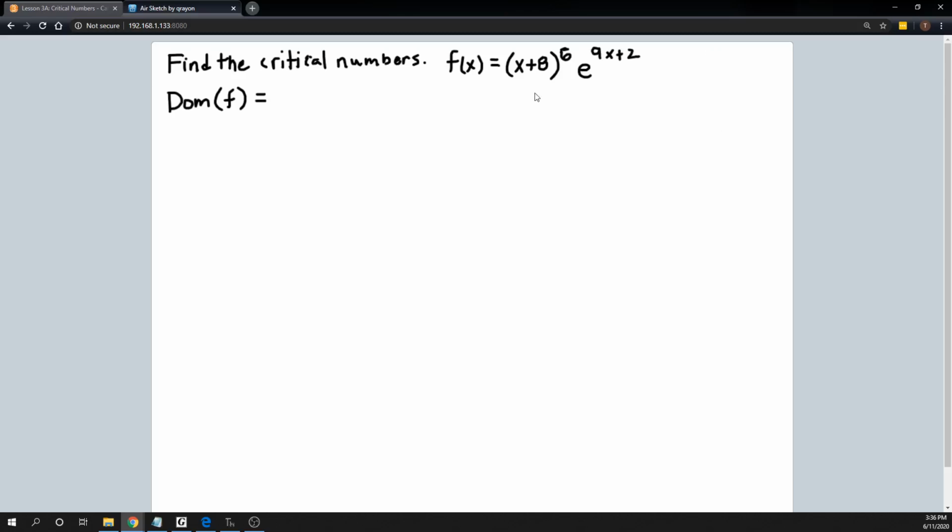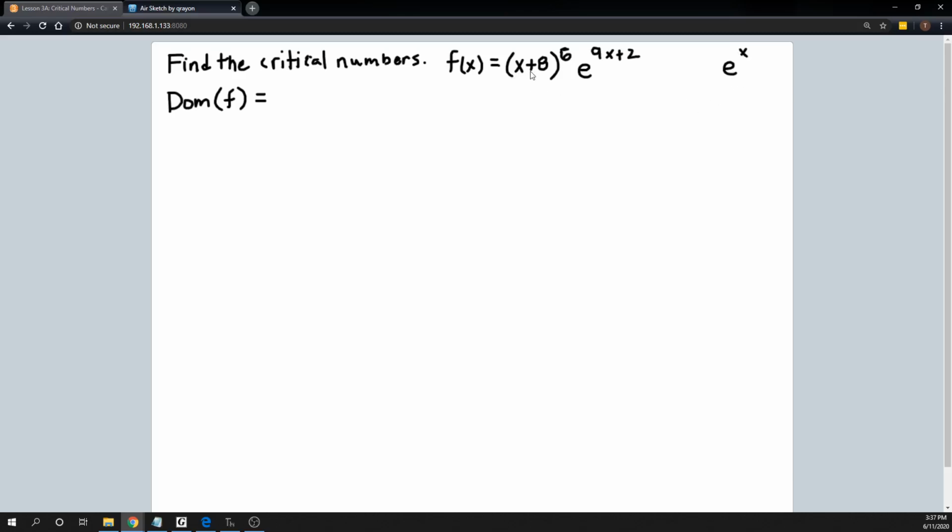So looking at this function, we can see that it is composed of three different parts. It has this (x plus 8) to the 6th power, which is a polynomial. It has this 9x plus 2, which is also a polynomial. And then it has this e to the x part right here. Since they are polynomials, the domains of 9x plus 2 and (x plus 8) to the 6th are all real numbers. And then e to the x, which is the function that this 9x plus 2 was plugged into. That e to the (9x plus 2) is the result of taking 9x plus 2 and plugging it in for x right here. In other words, it's the composition of 9x plus 2 and e to the x. And the domain of e to the x just by itself is all real numbers.